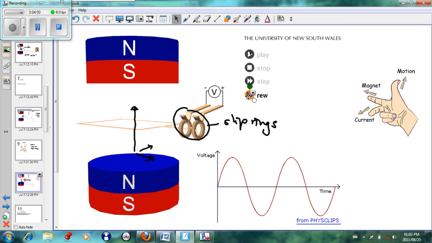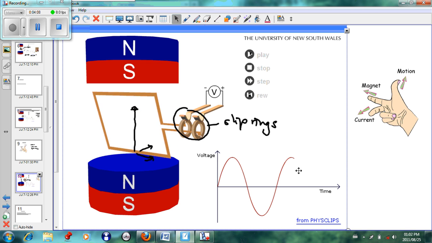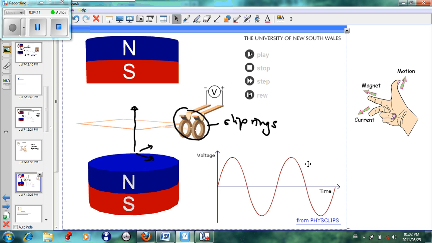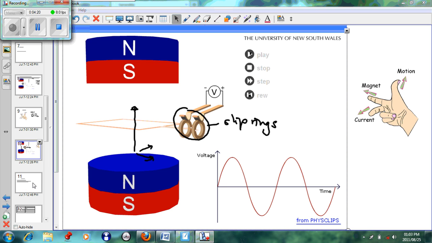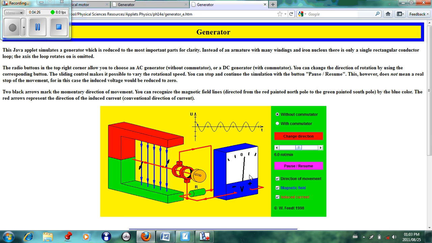If we just replay the graph, if you play the case again, we'll see that it goes in the negative quadrant, positive quadrant, negative quadrant, and back to normal. So the split ring commutator creates direct current, and the slip rings create alternating current. Now another animation from this website: we have the needle, and the needle is alternating. It's going to the left. Voltage is at 0, going to the right, coming back, voltage to 0, going to the left, and it continues left and right, creating alternating current.